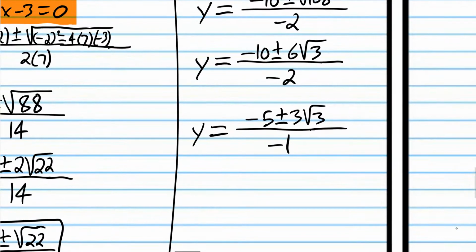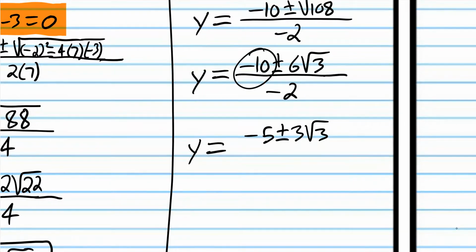It's probably better just to think of it as dividing. When you have a polynomial and you're dividing by a monomial, meaning the monomial being negative 2, you just divide each term. So divide negative 10 by negative 2 and divide this term by negative 2. And you end up with actually positive 5 plus or minus 3 root 3. So that's all you have to write there.